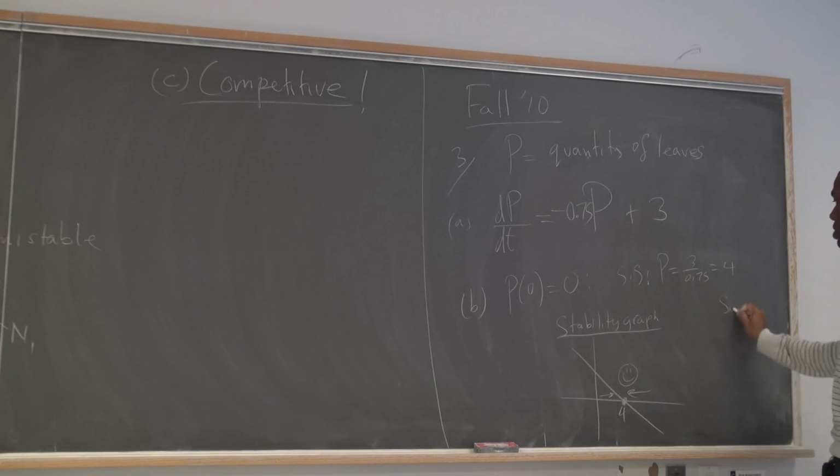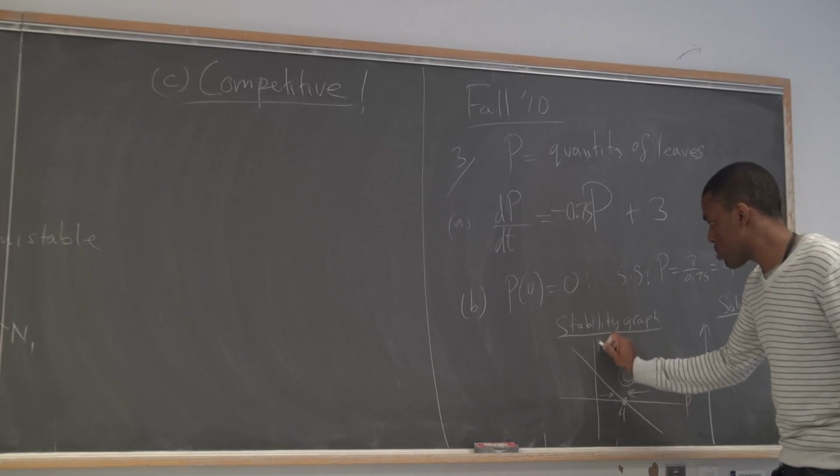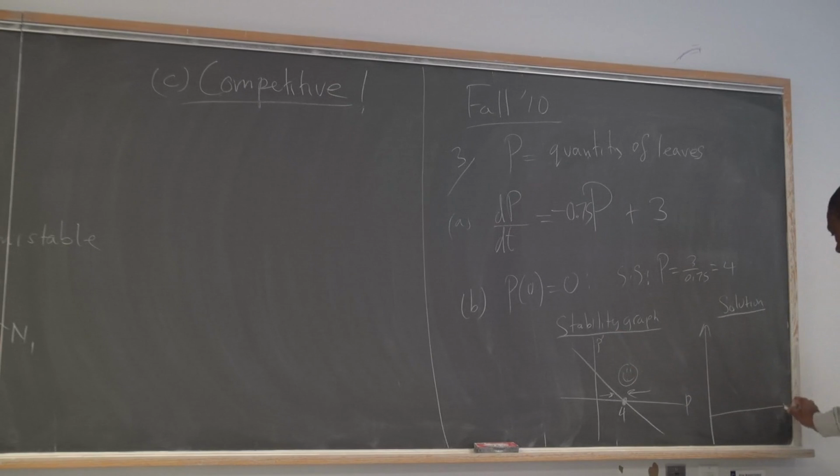And then you go to your solution graph. This is P versus P prime, and this is P versus T. Here's 0. Your steady state is at 4. And it's a stable steady state, so if you start at 0 accumulation of leaves, what would happen? Concave down, going up towards 4. So that's what would happen.